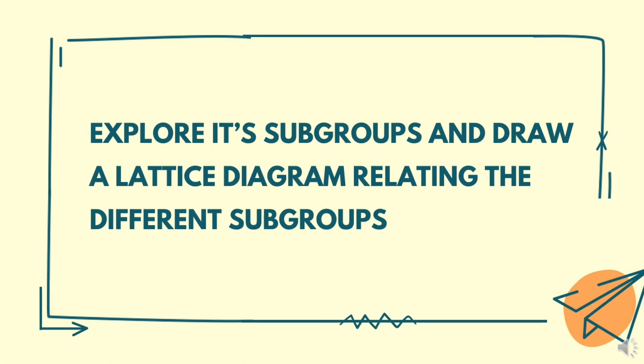So let's explore its subgroups and draw a lattice diagram relating the different subgroups. In project 1, we defined the group structure of our table B, which is our Stellara. So in project 2, we will explore all the subgroups and the lattice diagram of Stellara, which is our geometric model. Next slide.